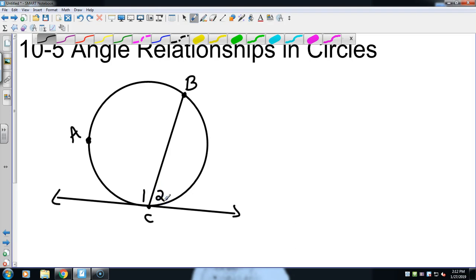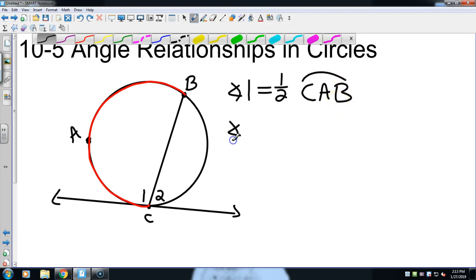Okay, so if I understand that the vertex of these angles is on my circle, then I understand that these are inscribed angles. And so angle one is half of arc CAB. Okay, so again, I'm going to draw it in red because I like the way it writes. This right here is where it intersects. Okay. So angle one is one half of whatever the measure of arc CAB is.